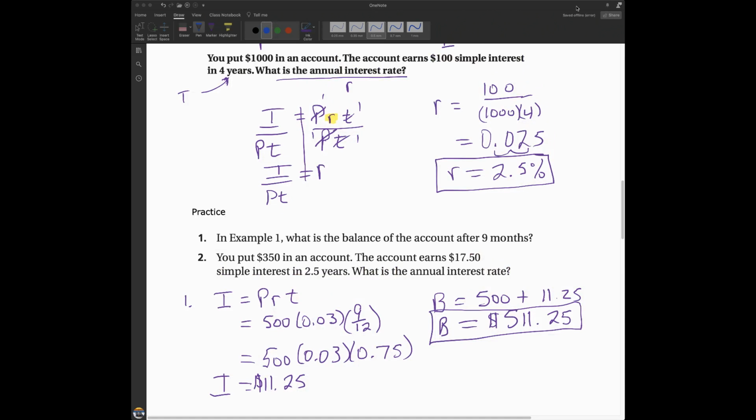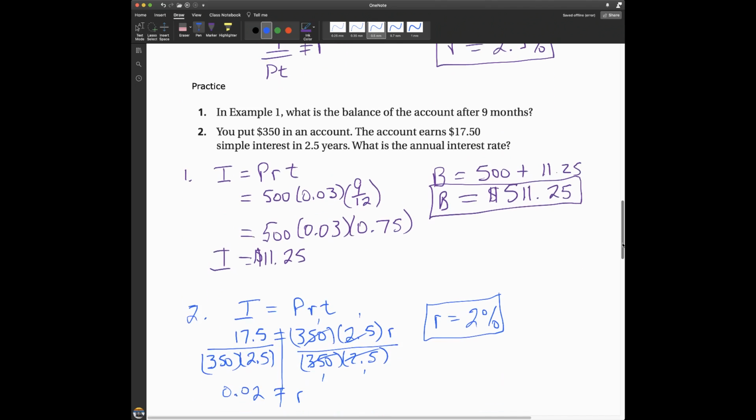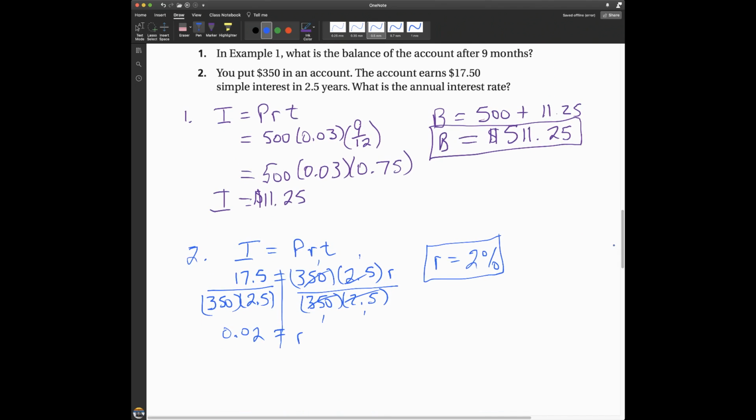Okay, we're back. So let's scroll down and see what we got for problem number two. All right, for problem number two, the principal, that's $350. The account earns $17.50 simple interest, that's our interest. In 2.5 years, there's our time. And you have to calculate the annual interest rate.